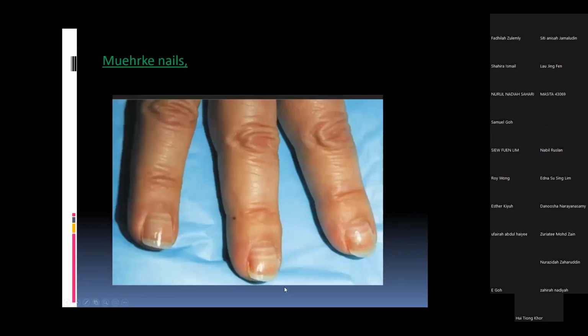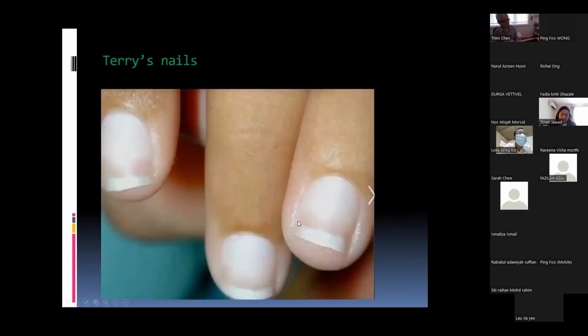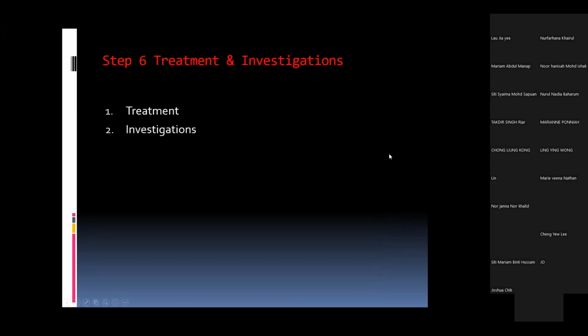And this is the Muehrcke's nail, where you can see parallel white bands, with normal nail proximally, but you can see parallel lines running across the nail. Terry's nails are different. For Terry's nails, the proximal portion is white and the distal is brown. This one can come up in your exam as well for KFP. Nowadays exams are getting more difficult. They ask things as if they think we are all specialists. GP is a family medicine specialist, so sometimes they can go to a normal specialist level as well.